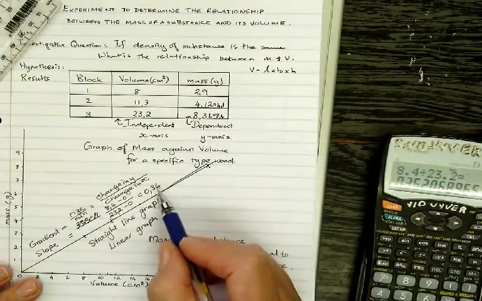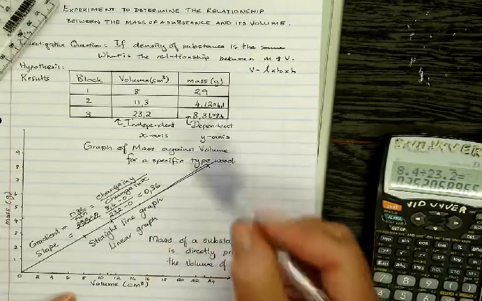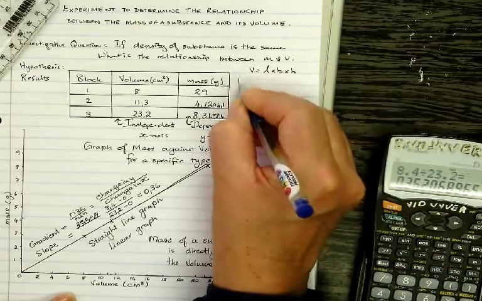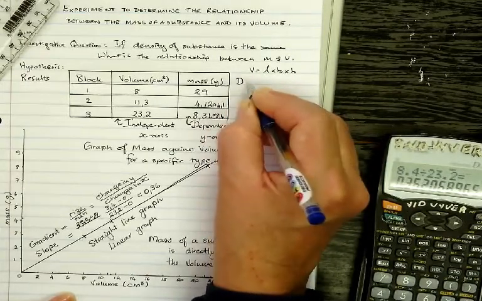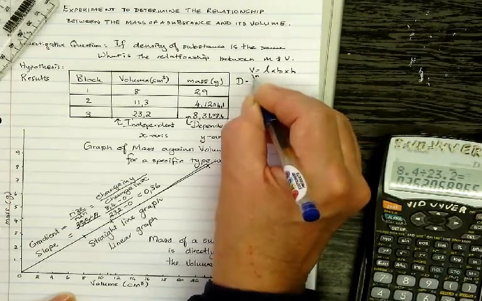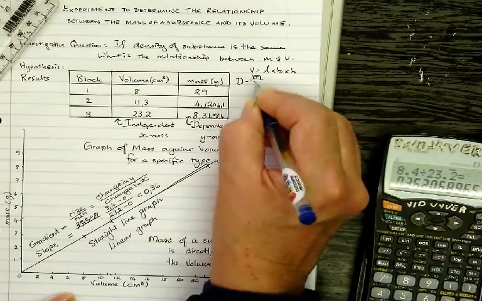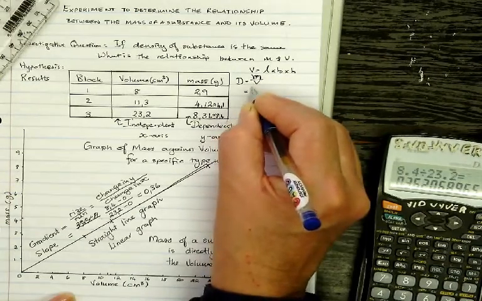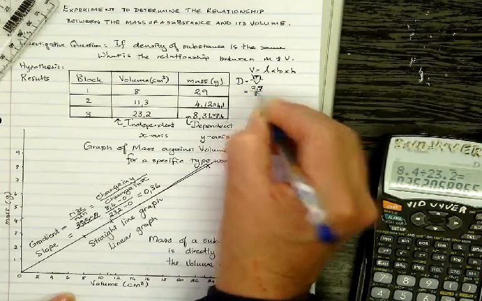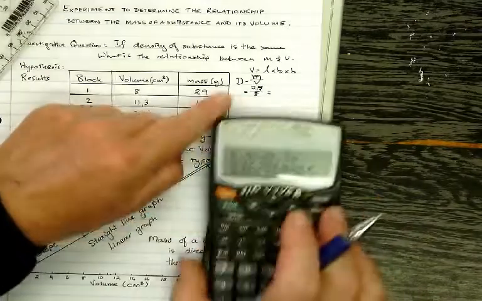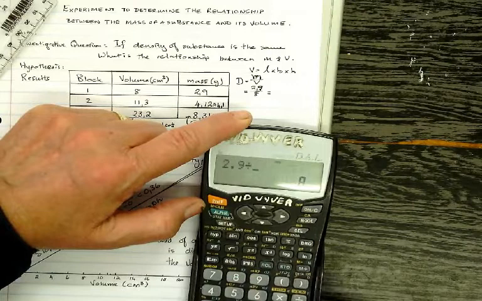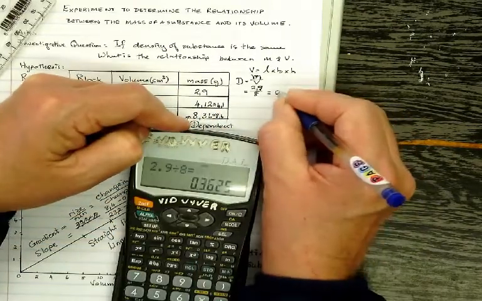Now, what is the meaning of 0.36? If I have to calculate the density of the wood, I would need to take the mass and divide it by the volume. So in this case, it's 2.9 divided by 8, which is what? 2.9 divided by 8 would give me 0.36 if I round those values.